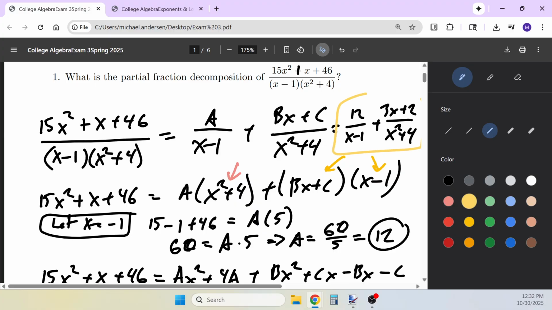This is 12 over x minus 1, plus 3x plus something over x squared plus 4.